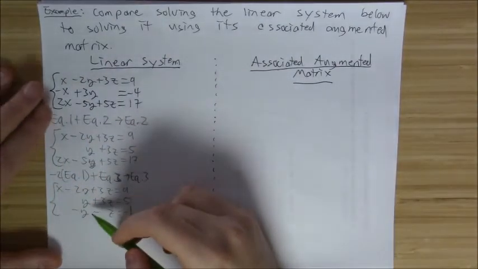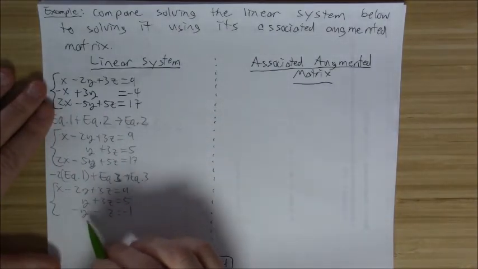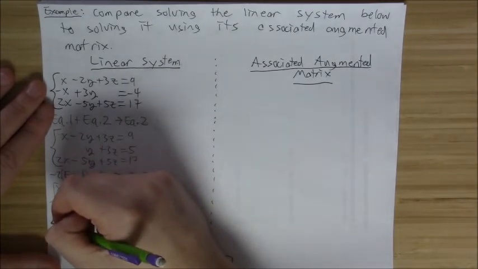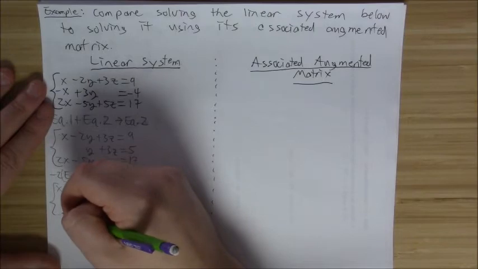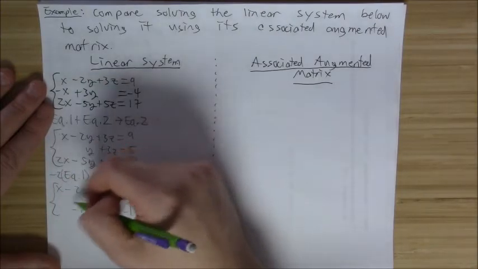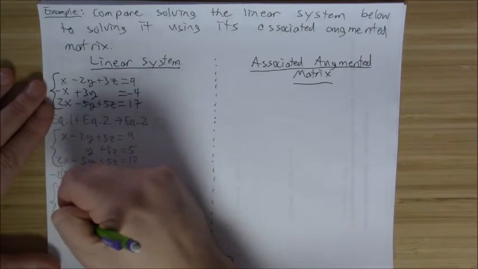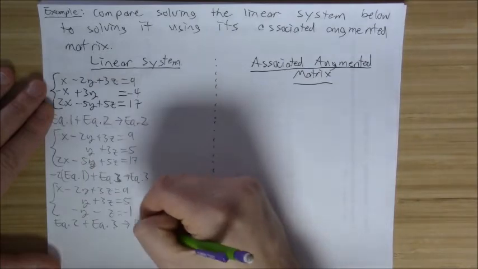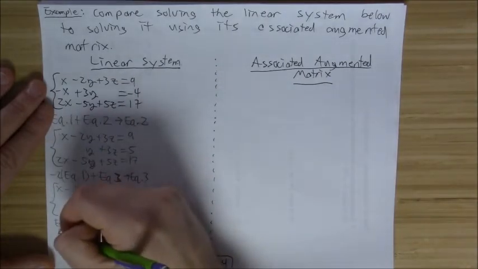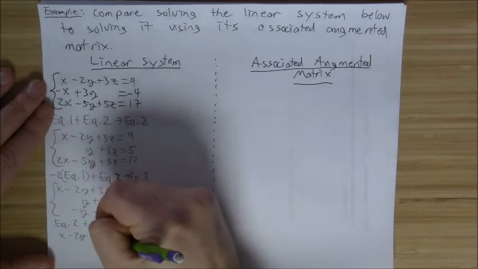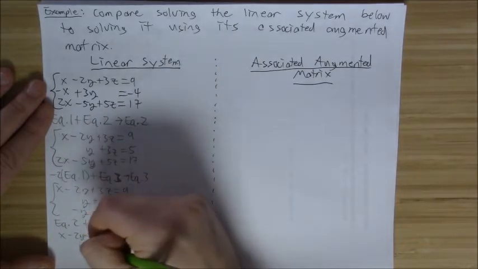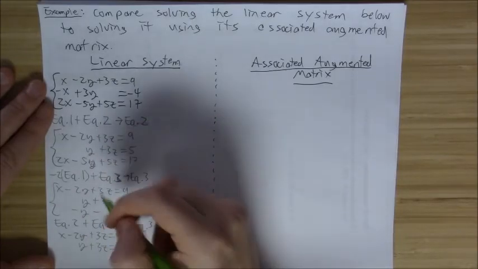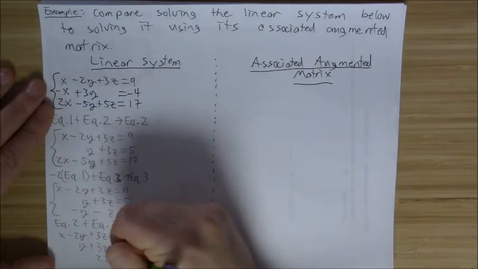And then we would go ahead and add the second equation to the third equation, equation 2 plus equation 3 to get a new equation 3, which will eliminate the y in the bottom equation. So we have x minus 2y plus 3z equals 9, y plus 3z equals 5, and eliminating, we're going to have 2z equals 4.